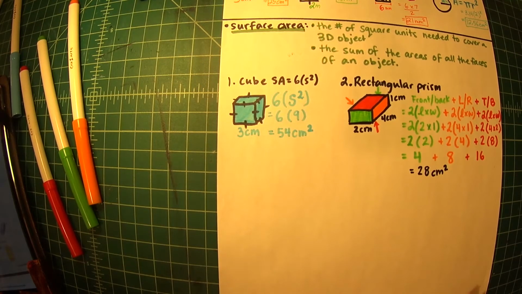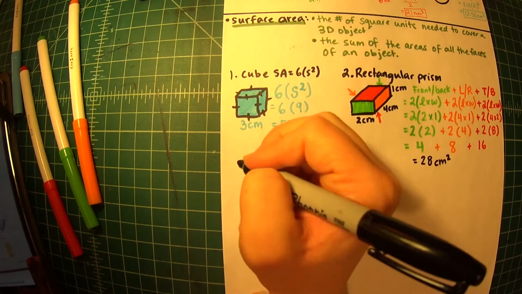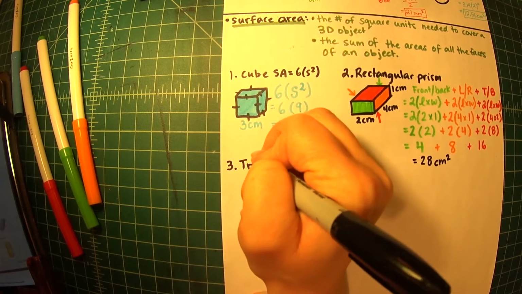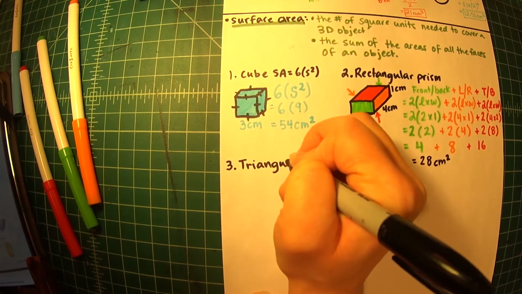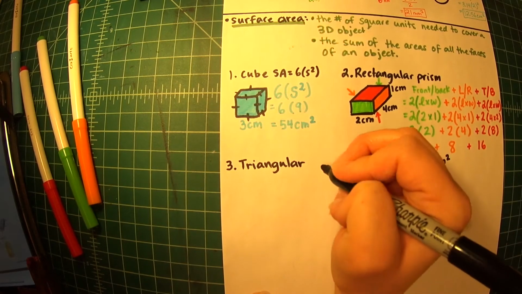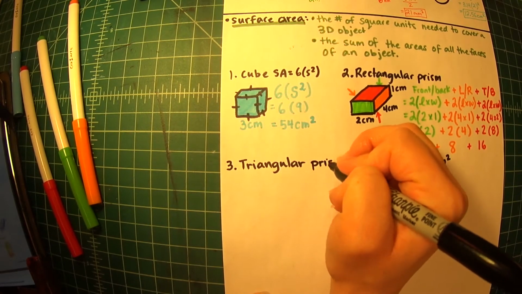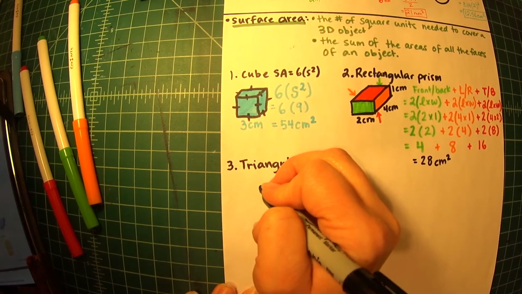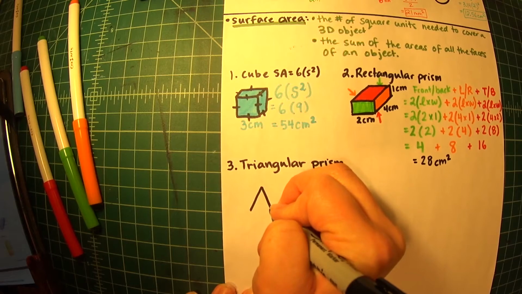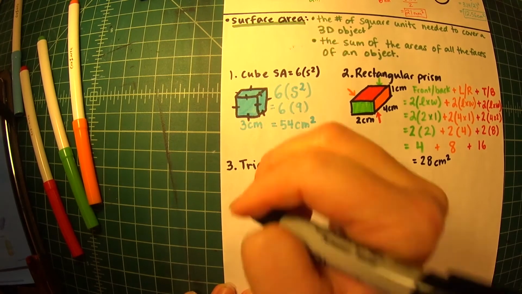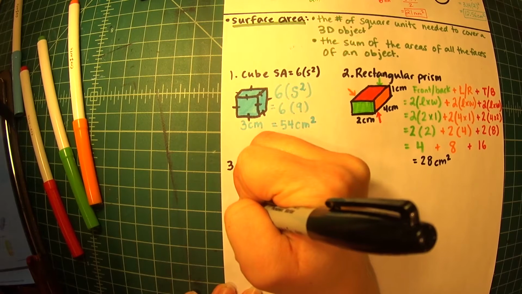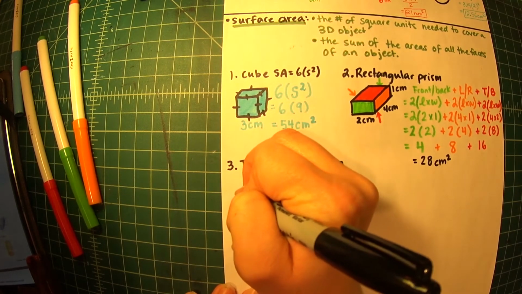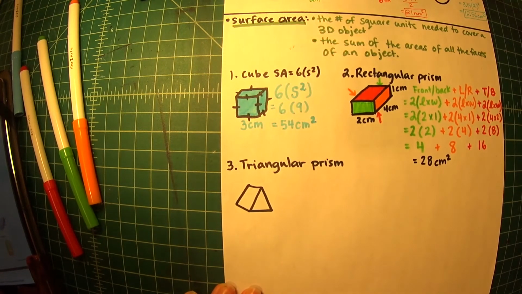Okay, the last one that I'm going to show you today is the triangular prism. So this would be something like a tent diagram. So just sketch it out the best that you can. This one can be a little bit trickier to draw. So there's my triangular prism.